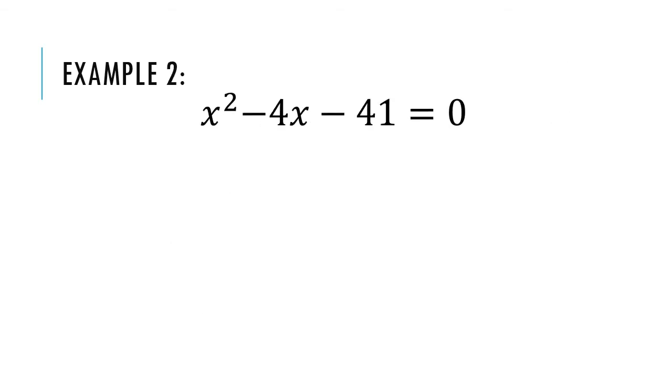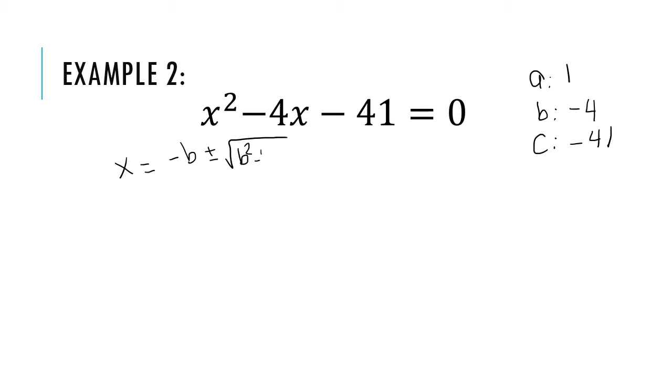Let's take a look at the second example. We have x squared minus 4x minus 41 equals 0. Again, we're going to solve this quadratic using the quadratic formula. So the first thing I have to identify is the values of a, b, and c. In this example, a is 1, b is negative 4, and c is negative 41. So I'm going to use the equation x equals negative b plus or minus radical b squared minus 4ac over 2a.